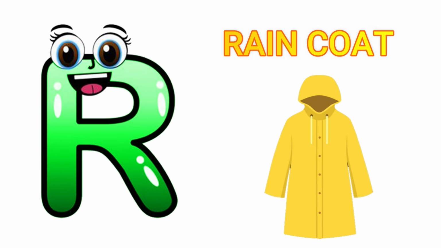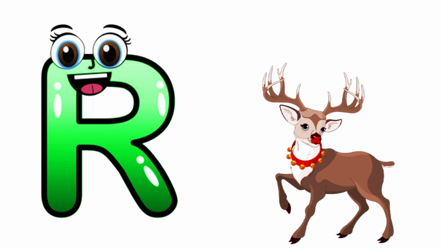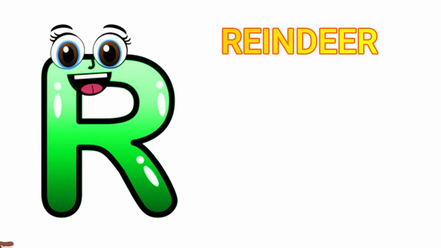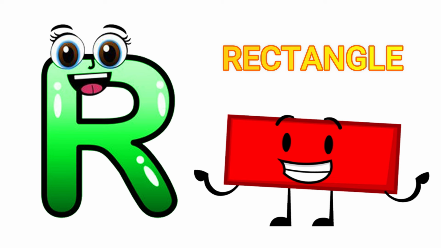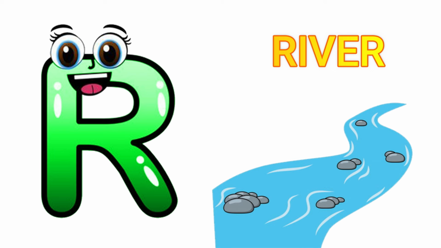R is for raincoat, r, r, raincoat. R is for reindeer, r, r, reindeer. R is for rectangle, r, r, rectangle. R is for river, r, r, river.